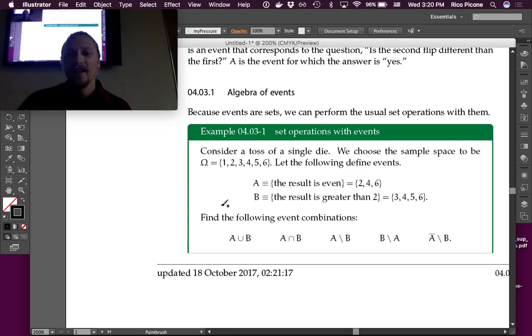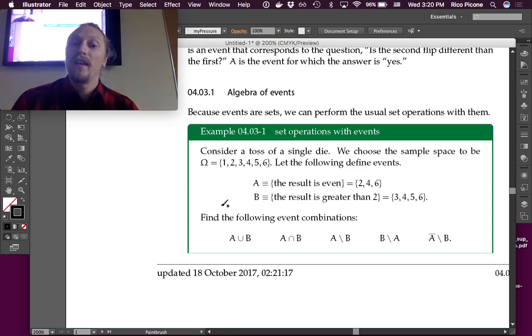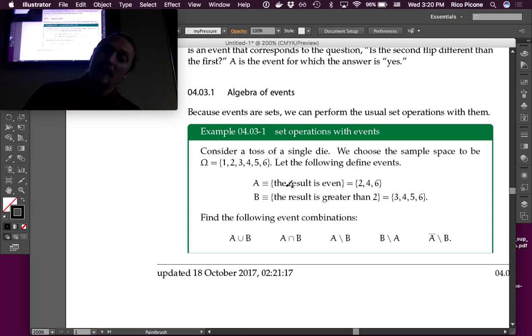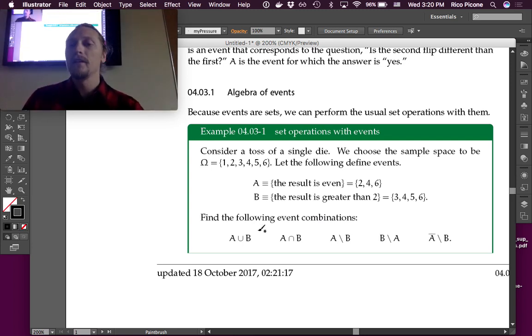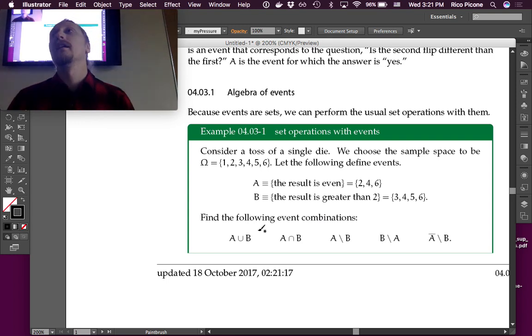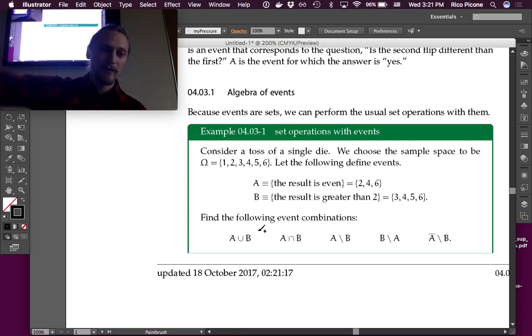I know. Let the following define events. A is the event that the result is even, which is equivalent to the result being 2, 4, or 6. B is the event the result is greater than 2, which is equivalent to the event 3, 4, 5, 6. Find the following event combinations. Okay? So A union B, A intersect B, A minus B, B minus A, complement minus B. Whew. Okay? Go.